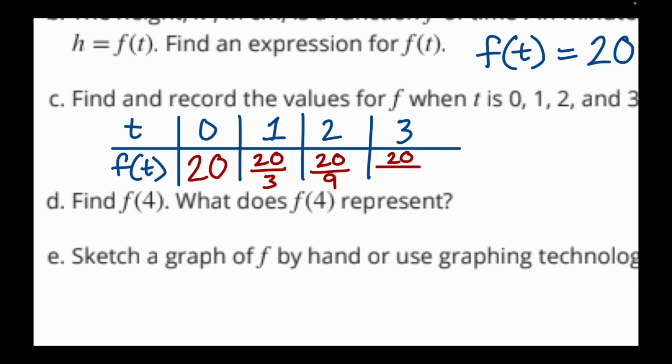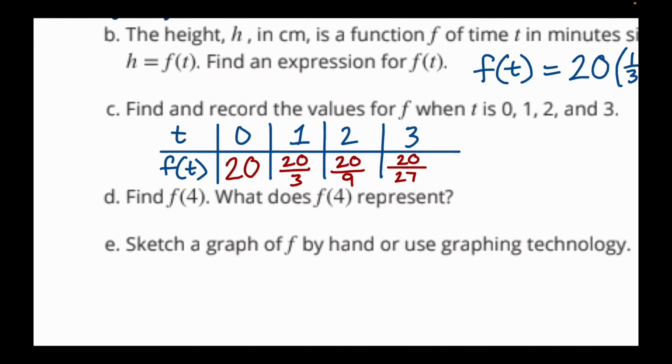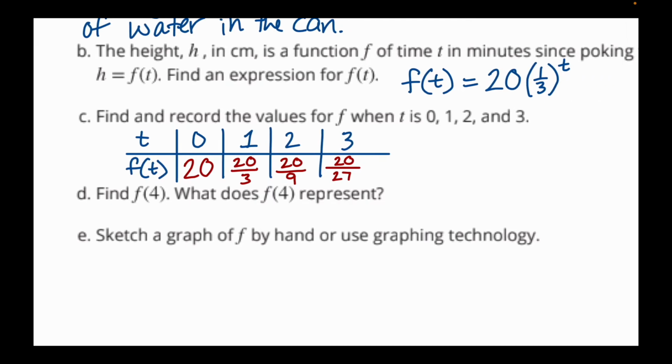So if you have decimal answers and you want to check them with mine, all you would have to do is plug those numbers, 20 divided by 27, into the calculator and see if it matches up with what you got by plugging in to maybe this function right here.